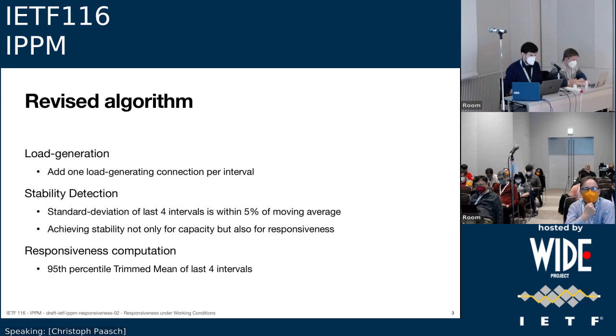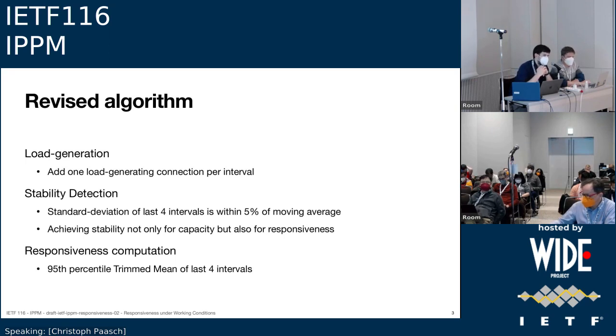And additionally, one of the major changes is that as we are generating load on the network, we first try to reach stability for the capacity, which means we continue adding connections to the pool of load generating connections until we reach this capacity stability. And then we start measuring for the responsiveness, because it's only once you actually fully utilize the pipe of the network that you will be able to measure the buffer load on the network. So only after we reach capacity stability, we start measuring responsiveness. And so we start probing, and then we probe until we reach stability in the responsiveness probes as well.